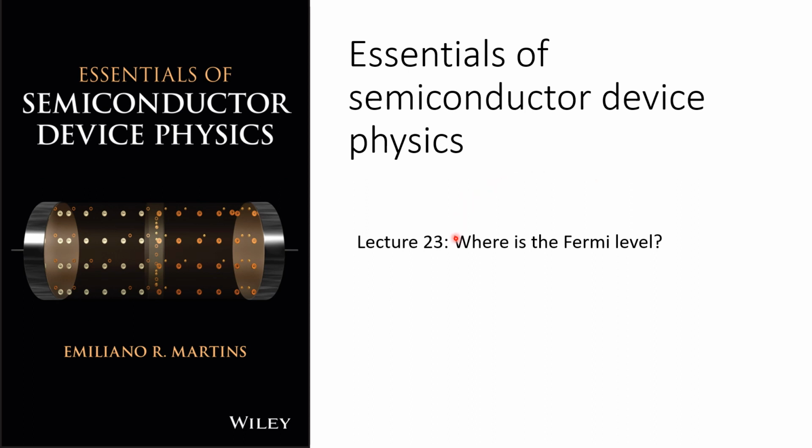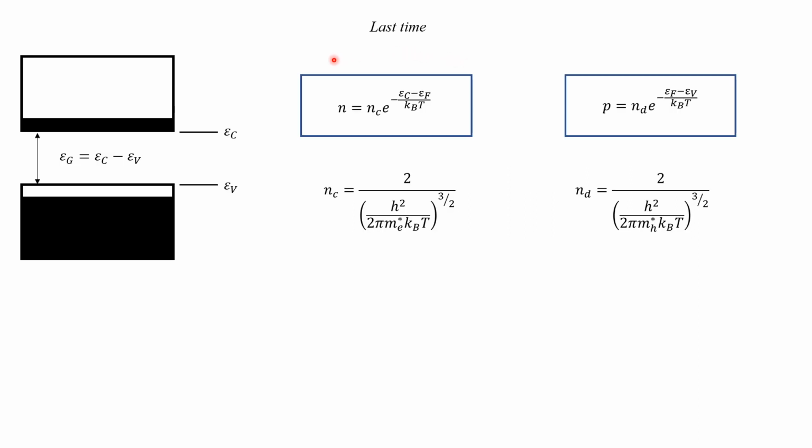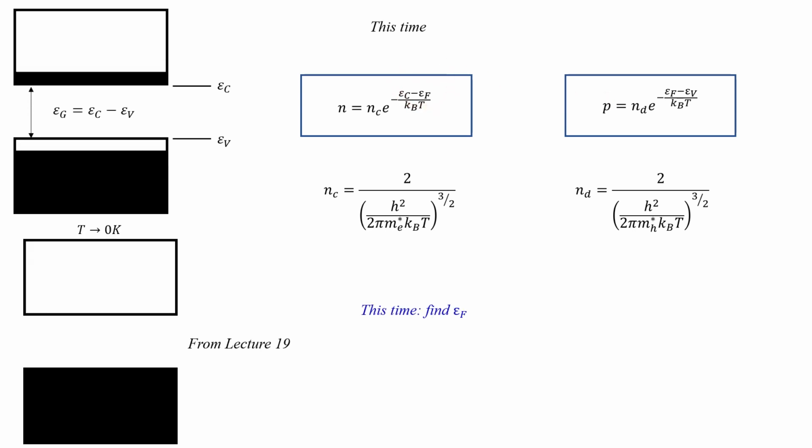In this lecture, we're going to locate the Fermi level. In previous lectures, we found an expression for the concentration of free electrons and an expression for the concentration of holes. And both of these expressions depend on the Fermi level. So to be able to calculate the concentrations of electrons and holes, we need to find where the Fermi level is. And that's what we're going to do this time.